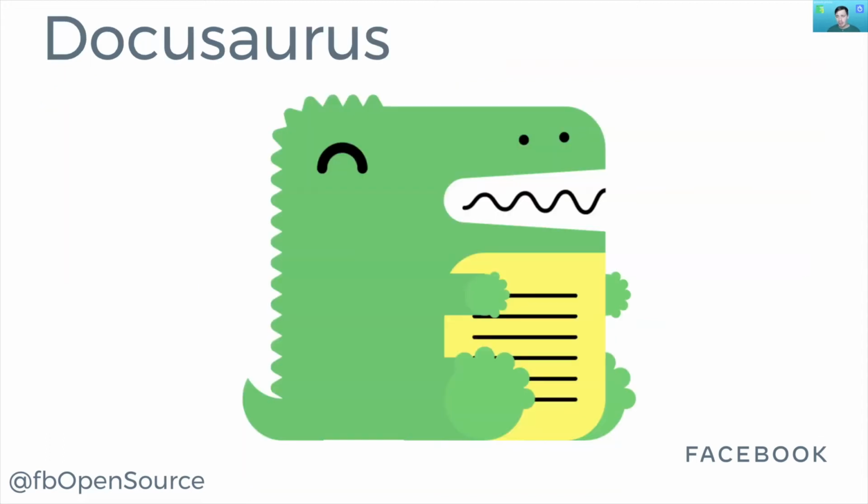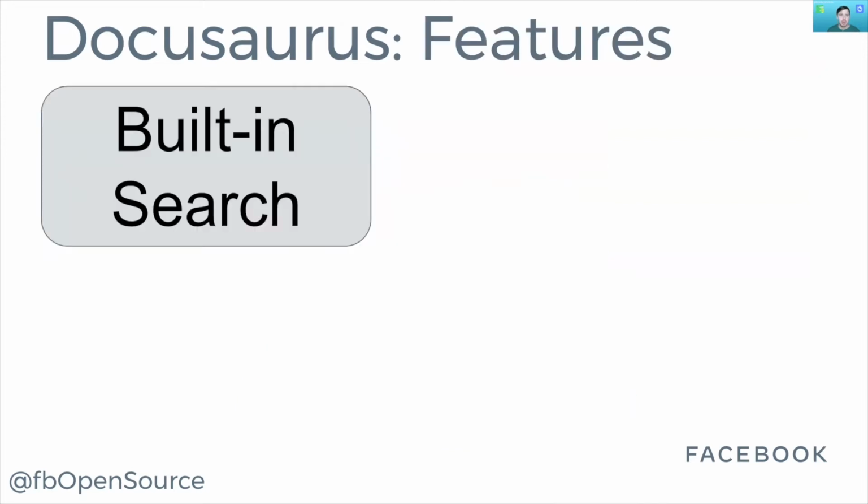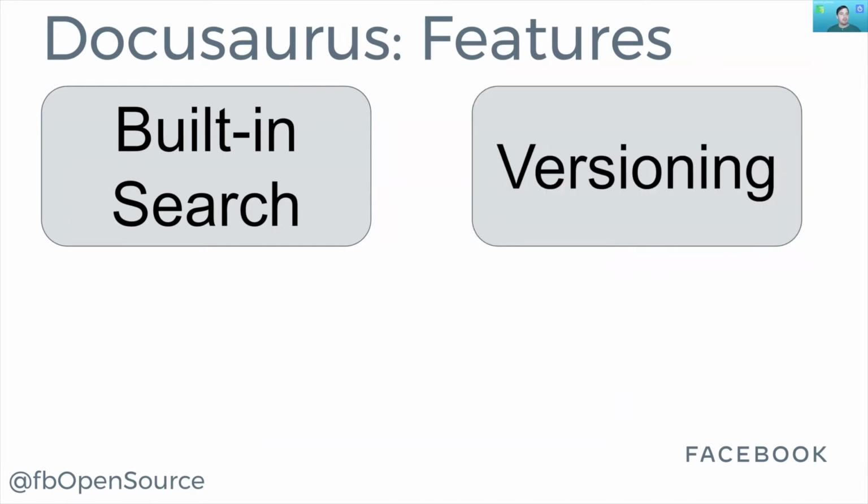And again, when it comes to Docusaurus, it has features like built-in search. Thanks to Algolia integration, it's as easy as just adding your credentials to a single config. It will start working for your site. We have versioning built in, which is essential if you have any sort of API documentation. If you're working with Java and you have Java 8, Java 9, and so on, you want to make sure that your documentation stays in sync, it's versioned.